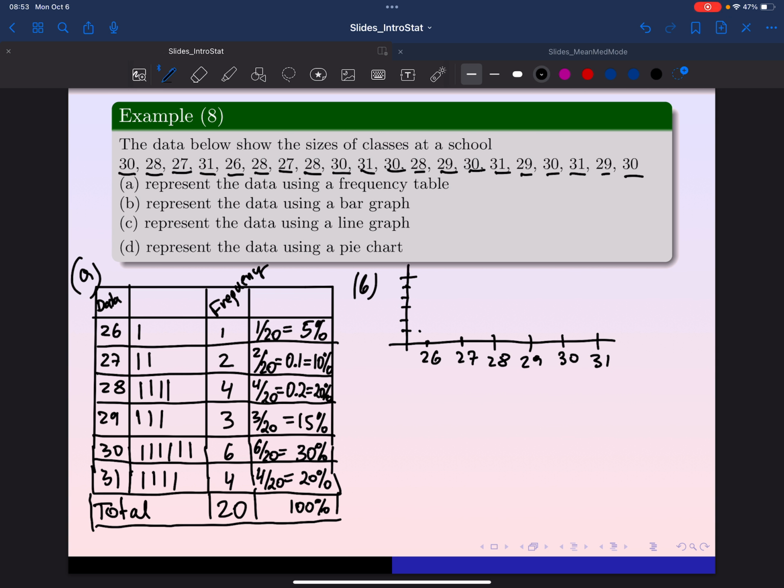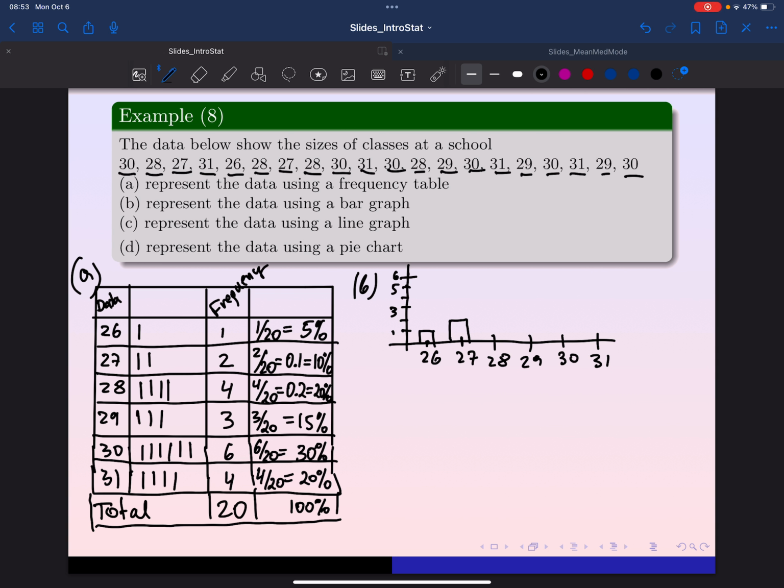So for 26, we draw a bar that is only 1, and the bar around the 26. Then 27, we draw a bar that is the size of 2. So that's my graph. We can later fill them in. 28 shows up 4, so 1, 2, 3, 4, 5, and 6, right?